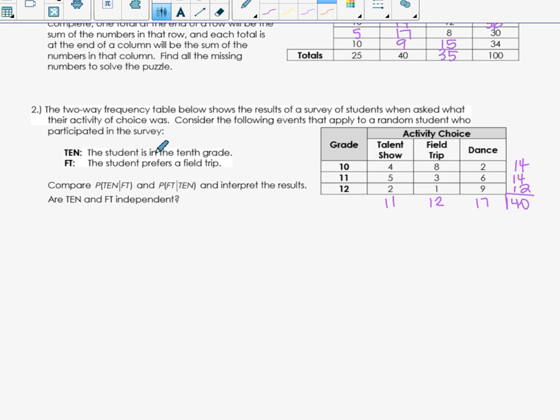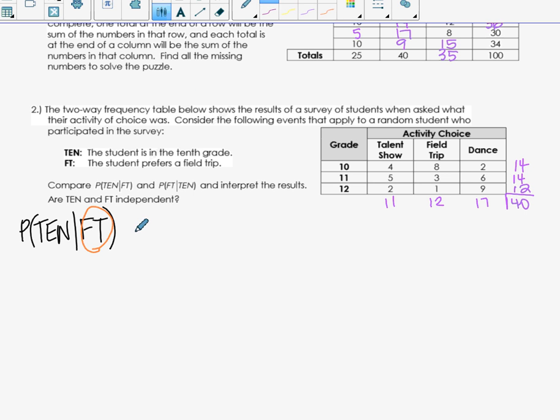It says, consider the following events that apply to a random student who participated in the survey. So 10 means 10th grade. FT means field trips. It says, compare the probability of a 10th grader given they liked field trips and the probability of a person who liked field trips given they're in the 10th grade. Okay, so we need to find them before we can interpret the results. So if we have the probability of a 10th grader given they like field trips, remember, this is now my sample space.